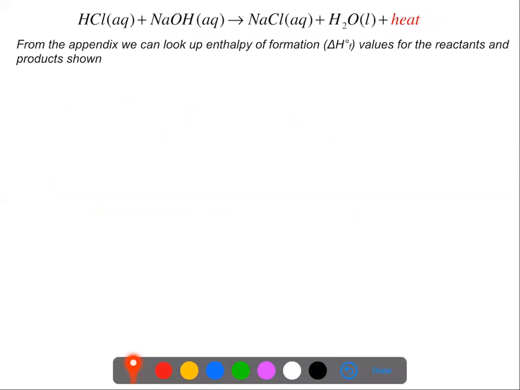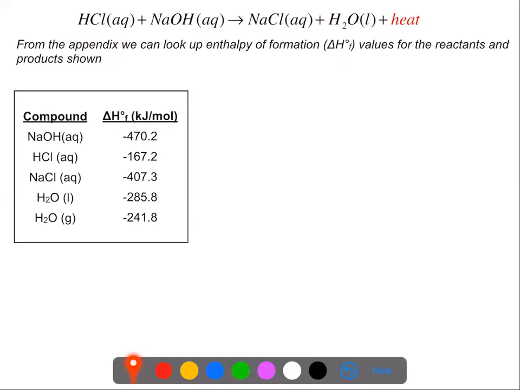We can then turn to an appendix, either in the back of the book or online, and look up these delta H of formation values. We're going to look it up for everything in our reaction, paying very careful attention to the phase of matter of each. So here's a sample table, and notice there's two versions of water on this table, water as a liquid and water as a gas, and these have different enthalpy of formation values. So it's very important that we pay attention to the phase of matter in our chemical equation.